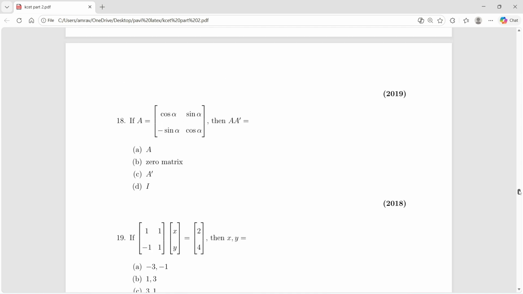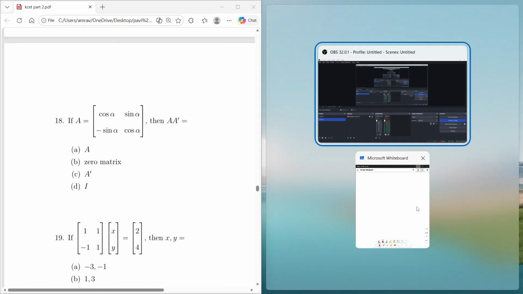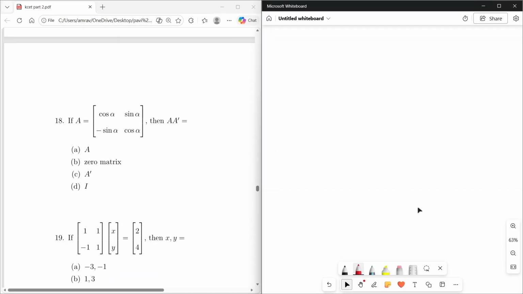Okay, so now we'll start with the question from the year 2018, that is the 18th question. So what is given in the question? They have given a matrix A, which is a 2 cross 2 matrix with trigonometric functions, and they're asking you to find A into A transpose, the product of matrix A and A transpose.